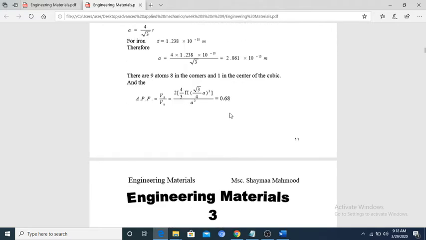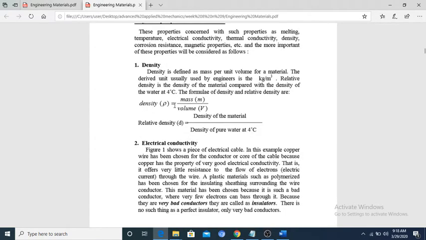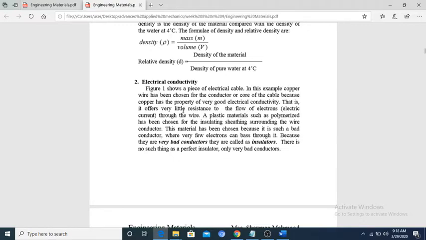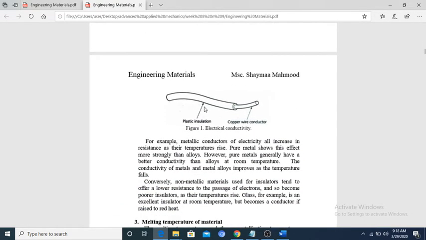Alright, and then the answer is 0.68, right? So then you go through on topic 3, general properties of engineering materials, physical properties of materials. What is density? Density is mass divided by volume, and then you can go through electrical conductivity. So this is a plastic insulation coupled with conductor.